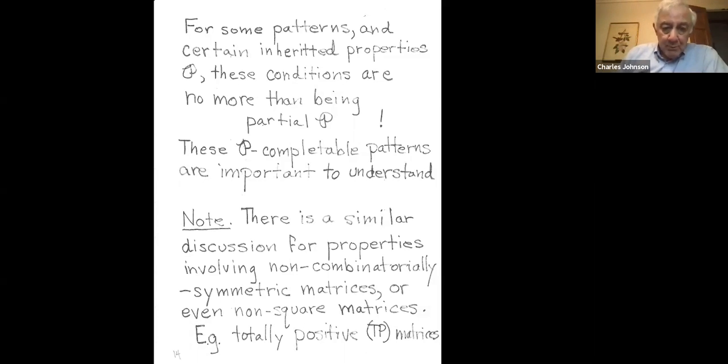Okay, so P-completable patterns are an important idea. Everything I've said so far, I've said in the combinatorially symmetric case, and sometimes the symmetric case, but pretty much all of this can be generalized to properties that are not combinatorially symmetric, may involve non-square matrices, and so these ideas can be extended further. Okay, a good example is total positivity, in which the matrix need not be square, but still these ideas extend fairly nicely.